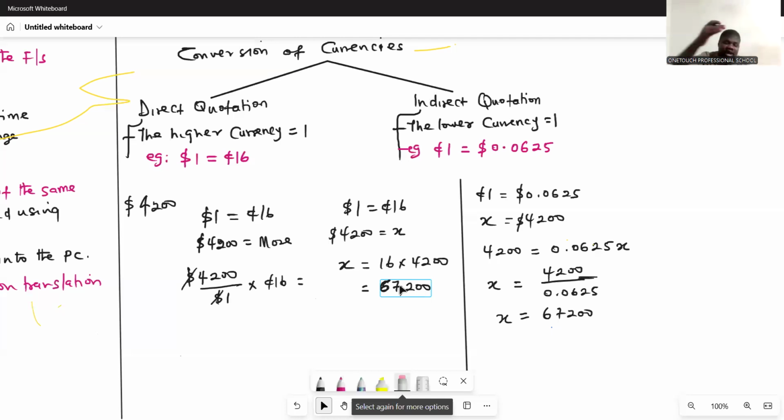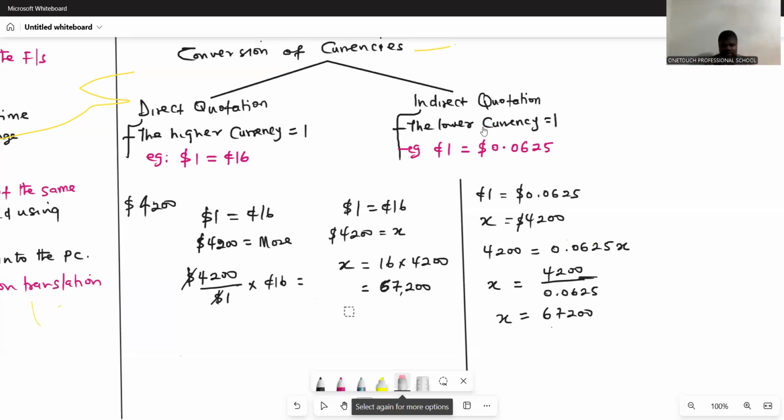Does everyone understand cross multiplication? Is that not it? Yes, Robert. I just realized that it looks like the indirect quotation is like an inverse of the direct quotation, such that $1 equals 16 cedis is the same as 1 cedi equals 16 raised to the power minus 1, or 1 over 16. Is that correct? Of course. 1/16, so that's correct.